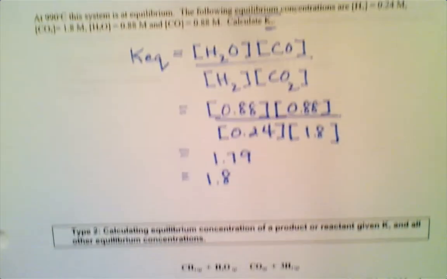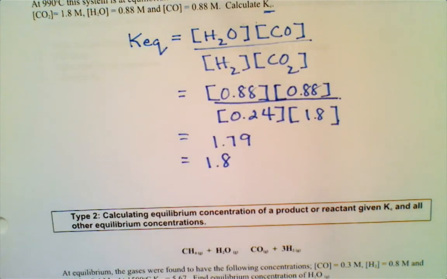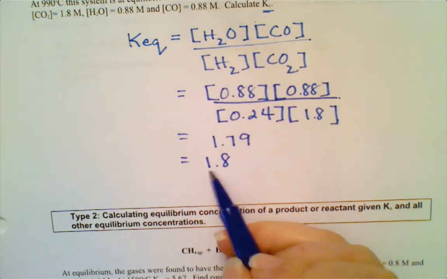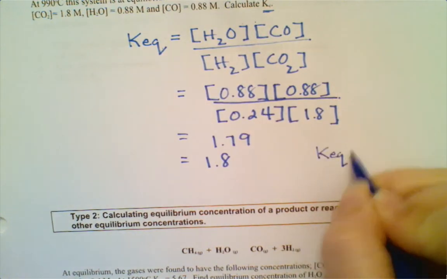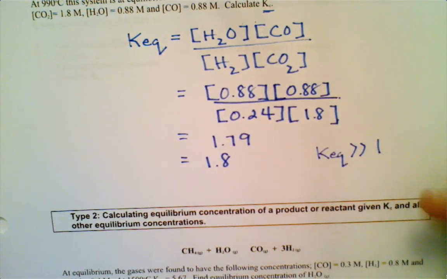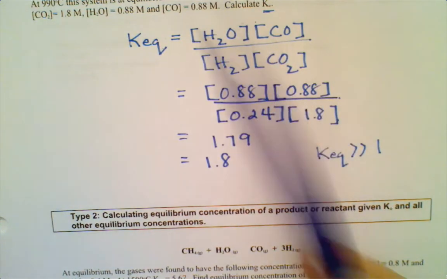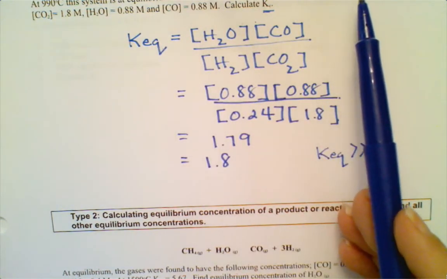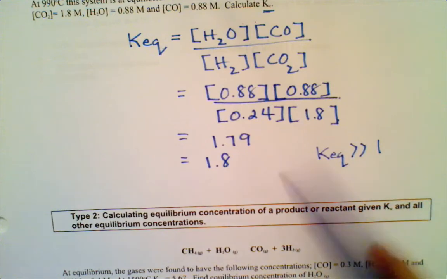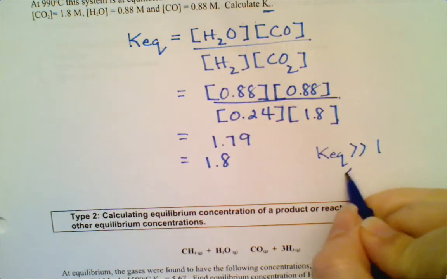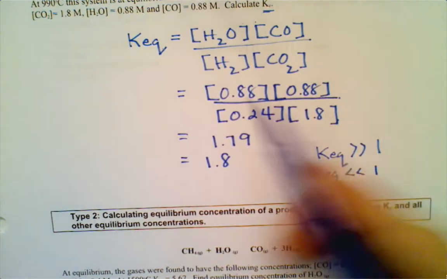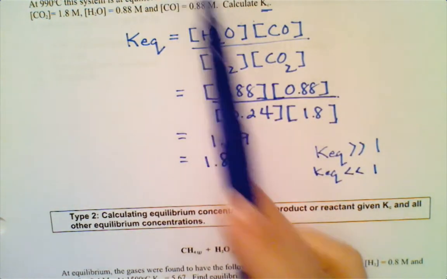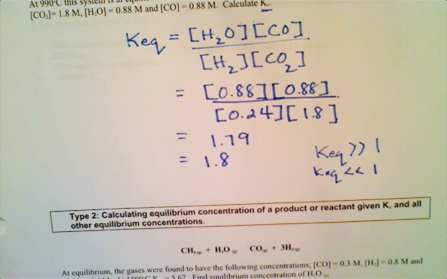Now, what does that value tell us? Well, previously you would have learned that if your Keq value is a lot greater than 1, then we say that at equilibrium, the product concentrations are favored. So there's more product than there is reactant. If you have a value a lot less than 1, we would say that it is reactant favored, meaning that there's a lot more reactant compared to product at equilibrium.